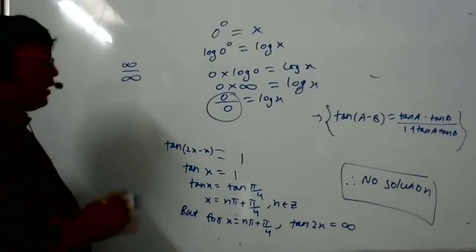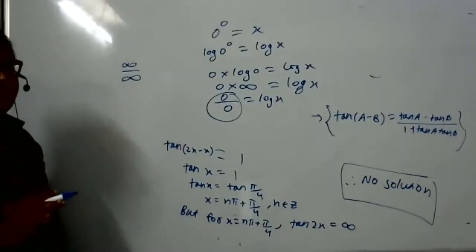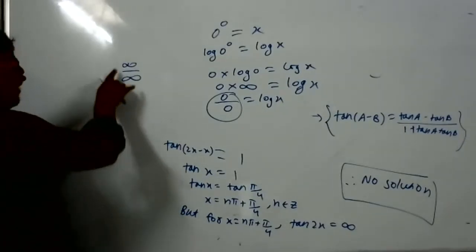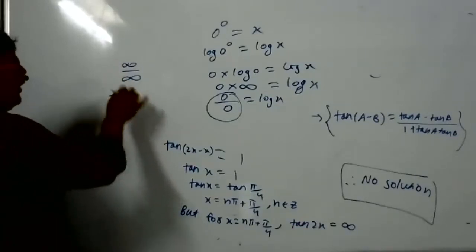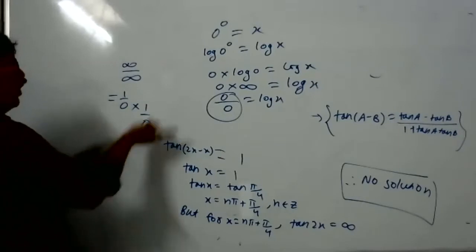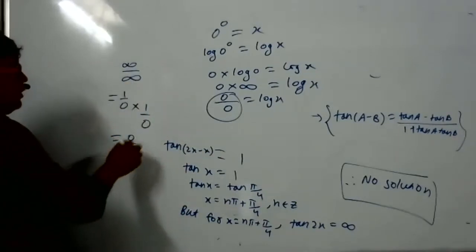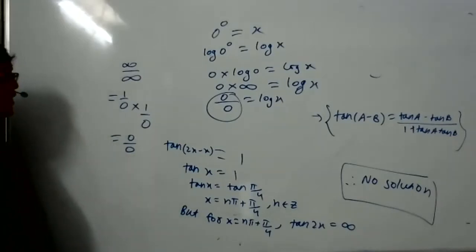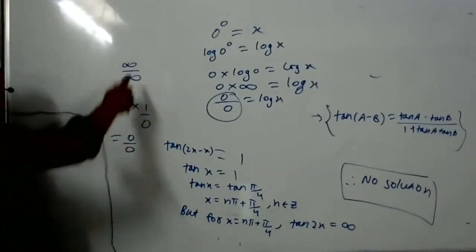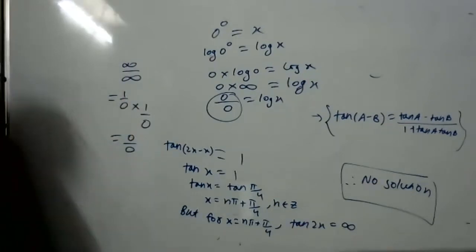See, 0 by infinity is what? Not defined. Are you sure? No, sir, we are not so sure. What is the upper of infinity? 1 by 0. The lower of infinity is again 1 by 0. So this 0 will go up. This means 0 by 0 and infinity by infinity are not different. They are the same only. Are you understanding? Yes, sir. Infinity by infinity is not defined means 0 by 0 is not defined.